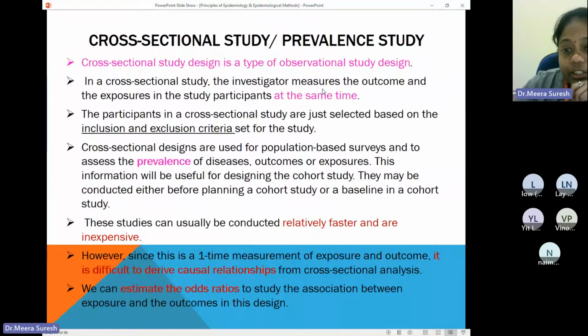Here, the investigator measures the outcome and exposure at the same time. You are not watching for some time, seeing at the same time and following it up. We will study that when we go to the next slides and other types of studies. So here it's a one-time study only. You go to the population, you take the questionnaire answered by them, and then you write a report.